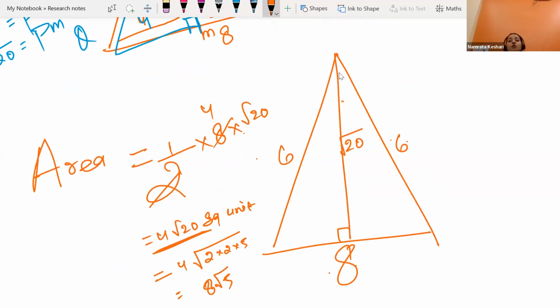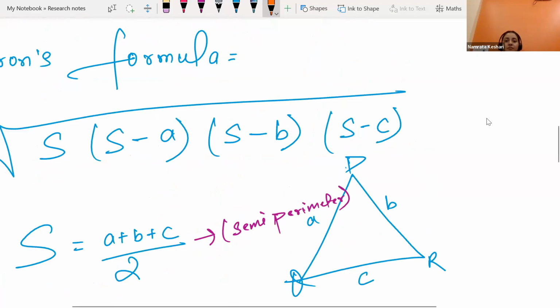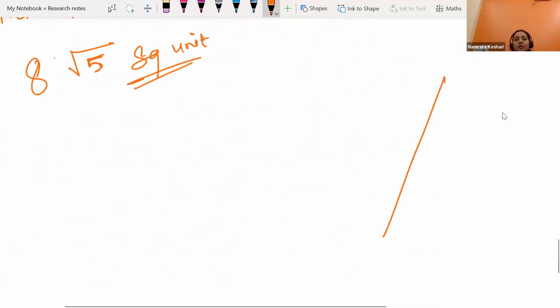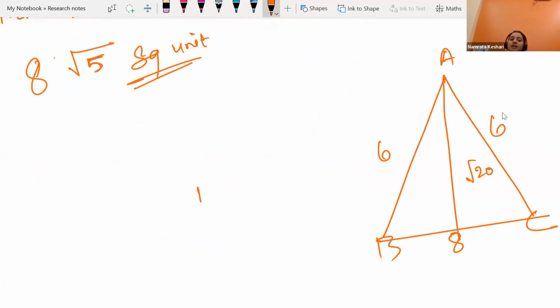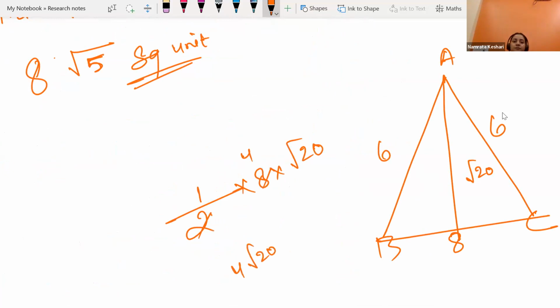Previously we have used the formula. Can you see the screen? Let me show it to you. Previously we have used the older formula. ABC triangle we are having. This was 8, this was 6, this was 6, and this we have got root 20. The older formula says 1 by 2 into base into height. That means 4 root 20. Yes or no? Yes, ma'am.